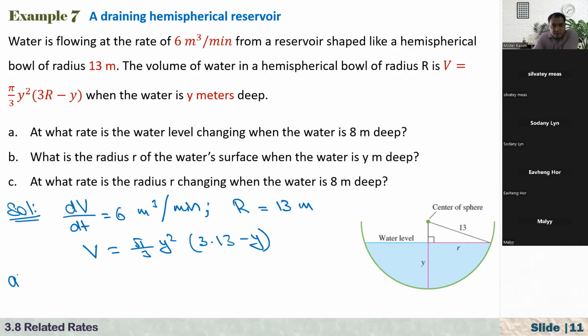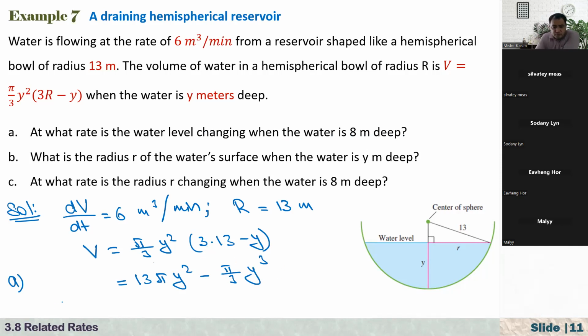Question A. The question is saying, at what rate is the water level changing when the water is 8 meters deep? So we have to find dy/dt, right? Before this, let me just simplify this further. So this 3 cancels. Here we have 13 pi y squared minus pi over 3 y cubed, right?